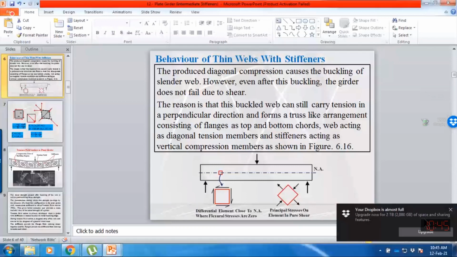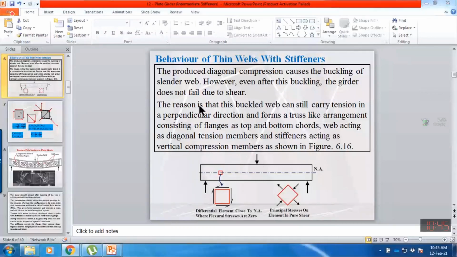So the reason is that this buckled web still carries tension in a perpendicular direction and forms a truss-like arrangement or configuration, consisting of flanges as the top and bottom chord, and the web acting as a tension member and the stiffener behaving as a vertical member. So here we are going to use a truss analogy.